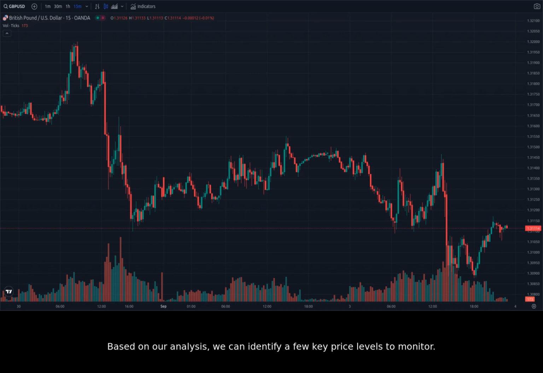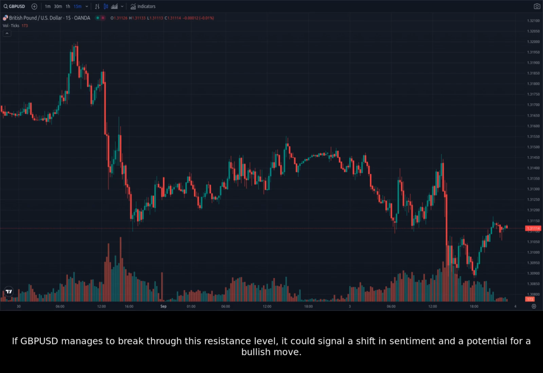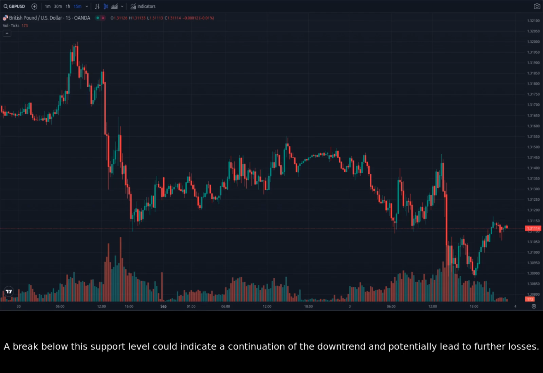Based on our analysis, we can identify a few key price levels to monitor. The 1.3000 level represents a strong resistance level, which the price has struggled to break through. If GBPUSD manages to break through this resistance level, it could signal a shift in sentiment and a potential for a bullish move. On the other hand, the 1.2850 level appears to be a significant support level where the price has found resistance in the past. A break below this support level could indicate a continuation of the downtrend and potentially lead to further losses.